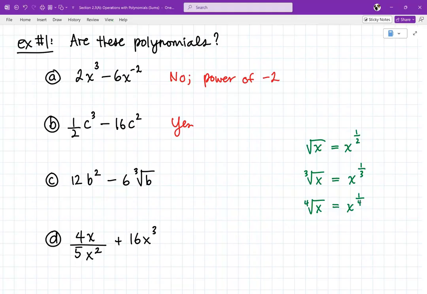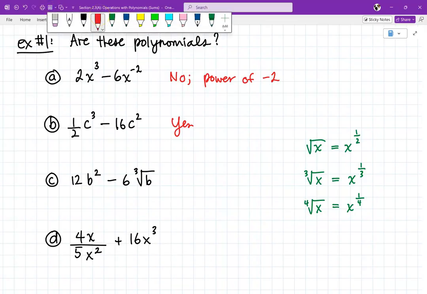So look at part C. How do I write the cubed root of b? That's b to the what? Which one is it? The 1/3. Is 1/3 a positive integer? No, right? It's a fraction. So part C right here, the 12b squared, that's perfectly fine. Okay? But the 6 cubed root of b, that means b to the 1/3 power. We can't have fractions. Okay?